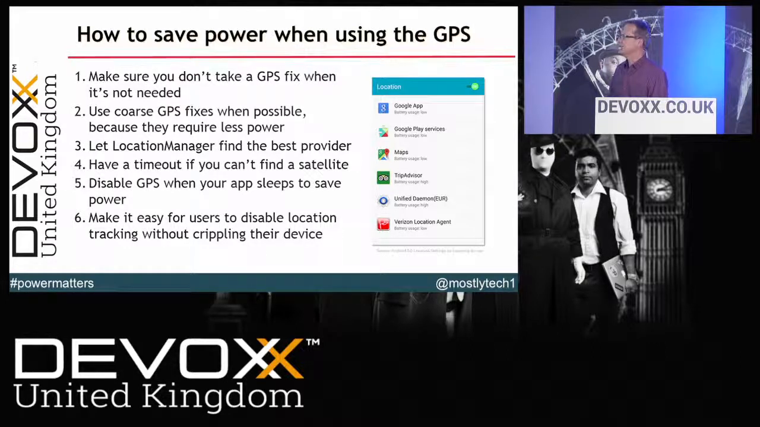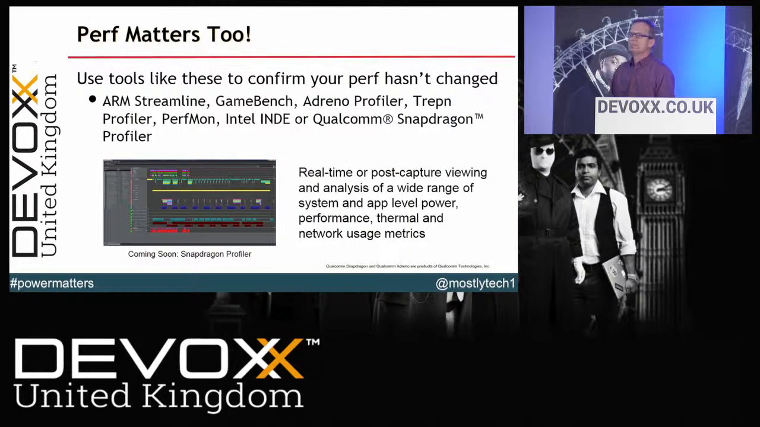Let Location Manager find the best provider. Use a timeout if you can't find a satellite. Many apps don't do that. Disable GPS when the app's asleep. Most apps don't do that. And then as a user, I like it when people give me the choice to disable location without crippling an app. Of course, performance matters as well.